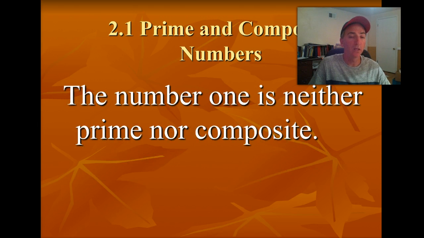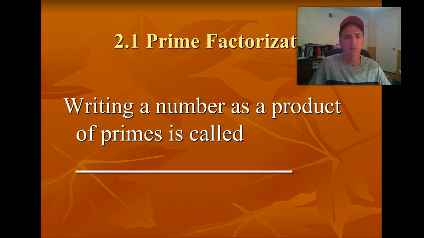Okay, the number 1, we don't consider that neither prime nor composite. Okay, the first prime number we really consider is 2. 1 times 2, that's really the first one for us there.